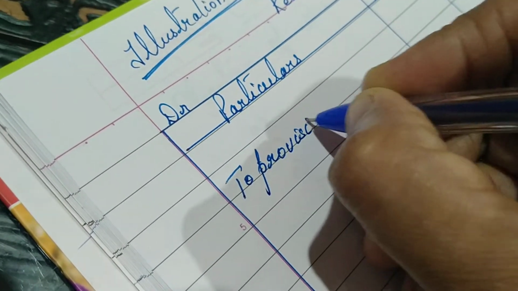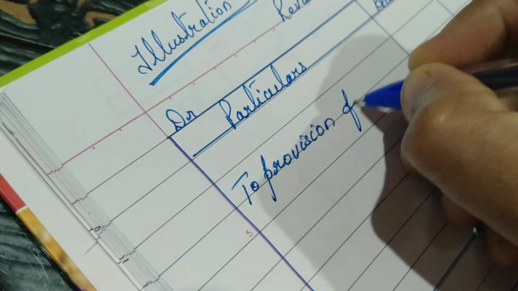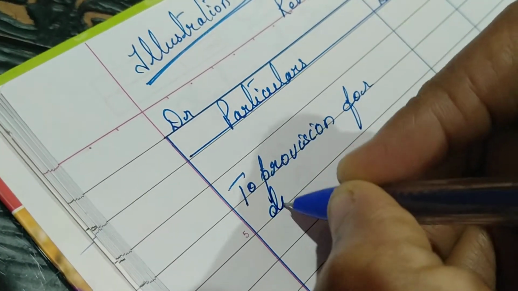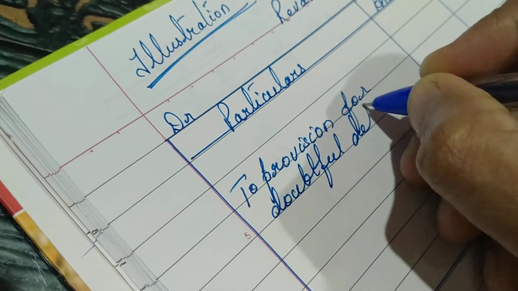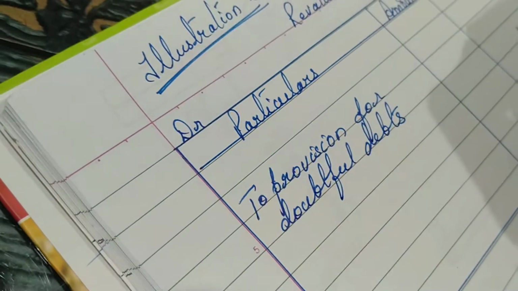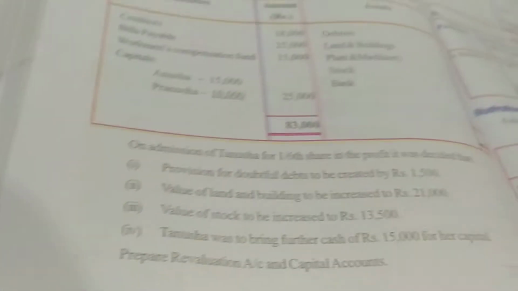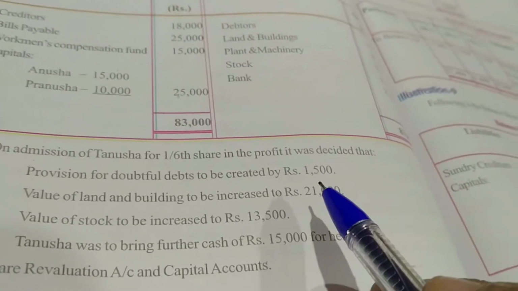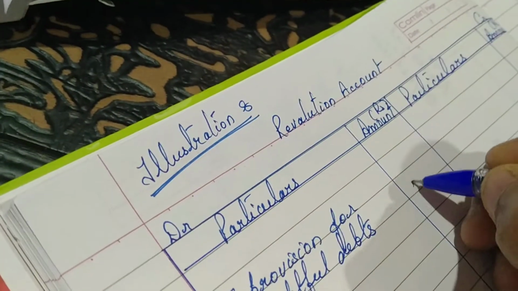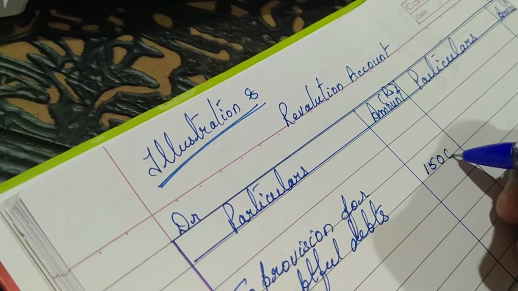So we'll write it as to provision for doubtful debts. They have asked us to create it. Creation of provision is always a liability to the organization. How much amount is given? 1500. We will put 1500 here.